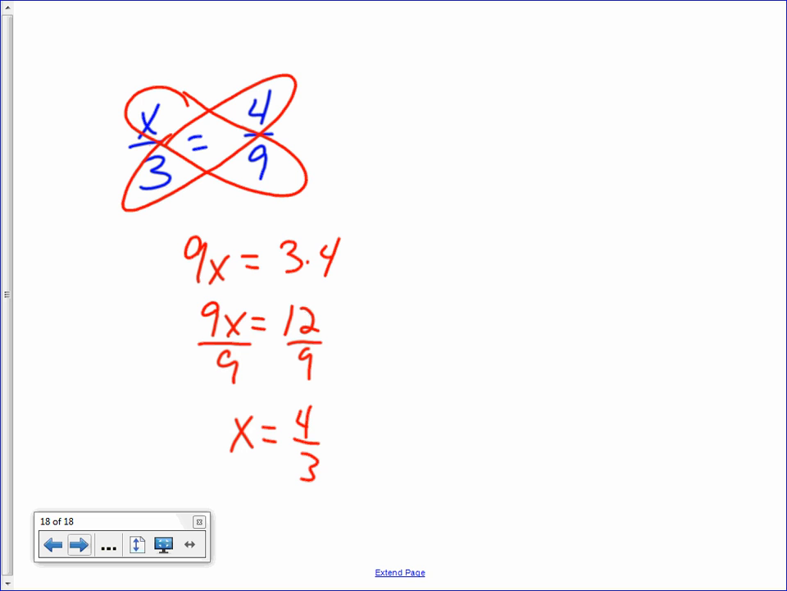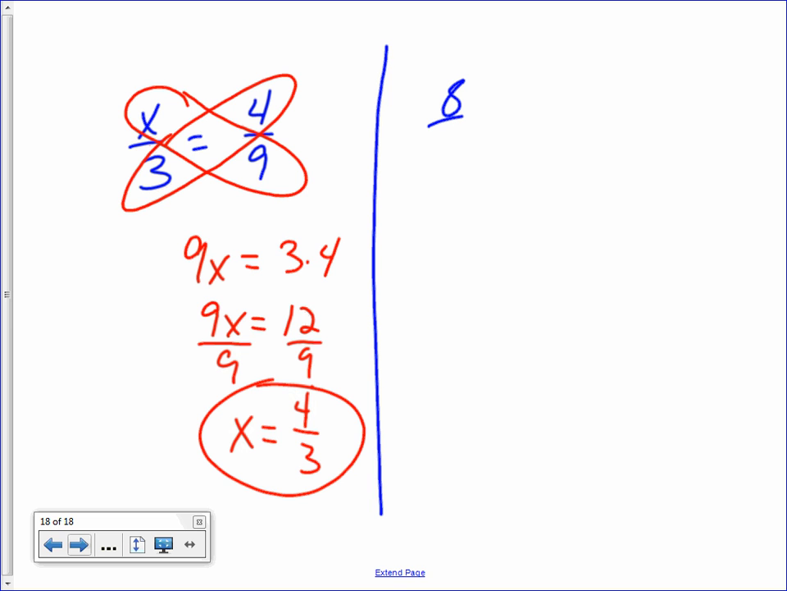Nope, I lied to you. It does not simplify to 4 over 3. Yes, it does. If you divide them both by 3, you get 4 over 3. I don't have you guys double check my work when I'm up here by myself.